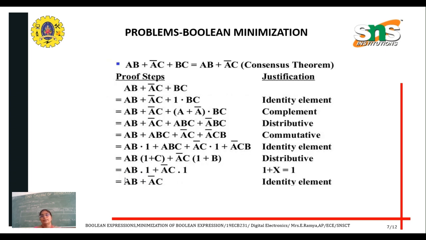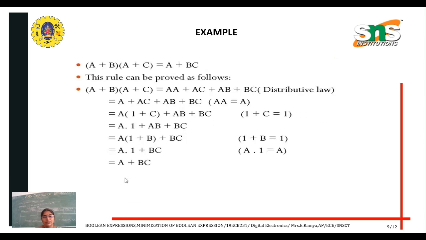Next one is problems on Boolean minimization. So students, in this example, (a plus b)(a plus c) is equivalent to a plus bc. How can we prove it? This rule can be proved as follows. First we have to write (a plus b)(a plus c) using the distributive law: a plus ac plus ab plus bc. Here we have four terms available. After using Boolean laws, identity laws and the commutative laws, we can get a plus bc.